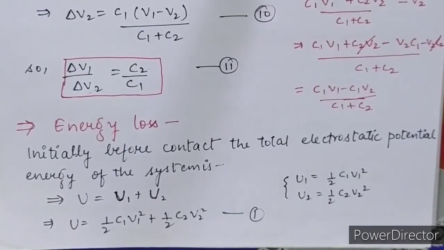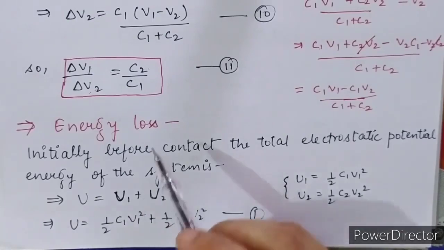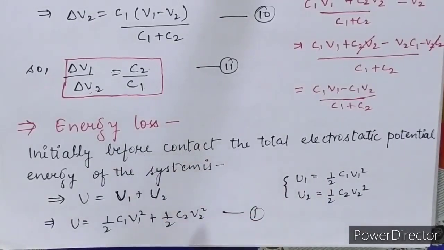By this condition we first calculate the change in potential in the first conductor, delta V1, V1 minus V, and we calculate the value. Similarly, we calculate the change in potential in the second conductor, V minus V2. In the end we take the ratio of the change in potential in each conductor, which is always equal to the inverse ratio of the capacitance of each conductor. Okay, now the last topic of this chapter is energy loss.